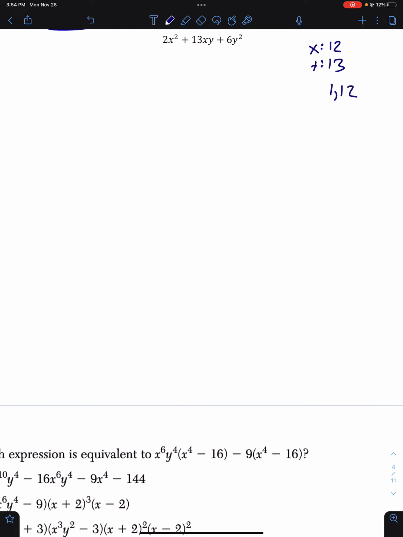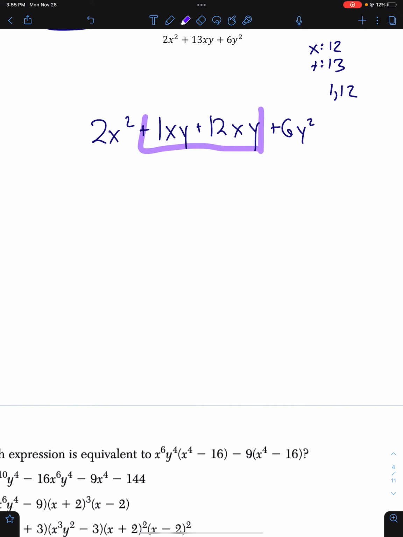And we do the same exact process. So it'll be 2x squared, and then there's a plus 6y squared here. But what we're splitting up now is not just 13x, it's 13xy. So I'm going to put the 1 first. So it'll be 1, not just 1x, but it will be 1xy plus 12xy. Because when you add them up, they're like terms. And when you add up 1xy plus 12xy, we get 13xy. So same expression, we're just rewriting it so we can factor it.